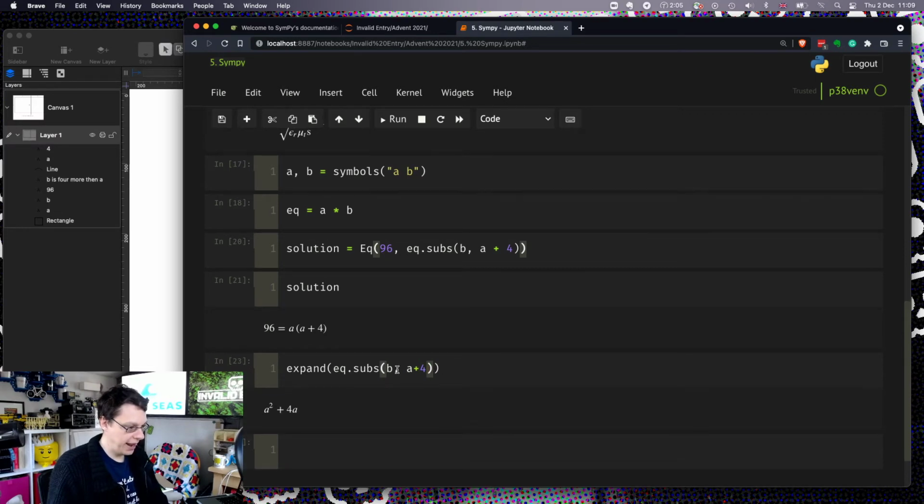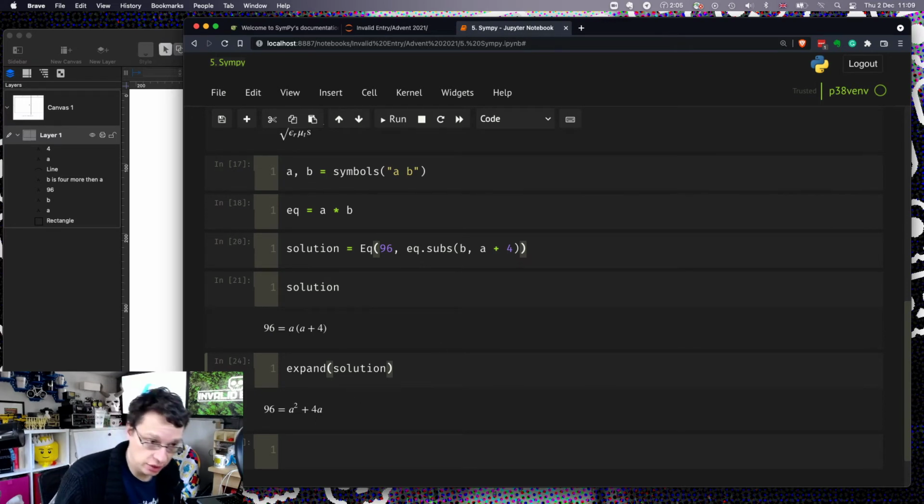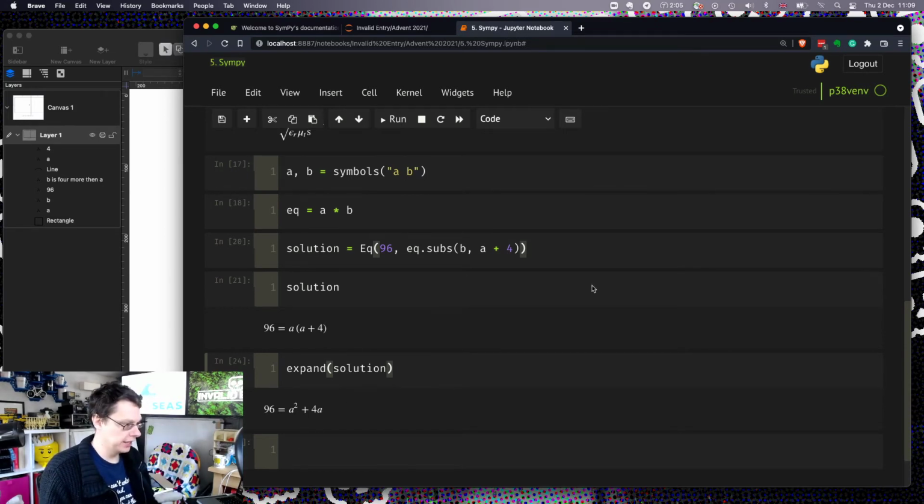If I expand that with the substitution in, I get my initial point. So if I now expand the solution, it comes out 96 equals that. We're very nearly in the quadratic form. In my head, what I would do is minus 96 on both sides, so 0 equals a squared plus 4a minus 96. And then what we would do is resolve that as a quadratic equation, because that would actually factorize out into plus 12 and minus 8, and you get your solution.